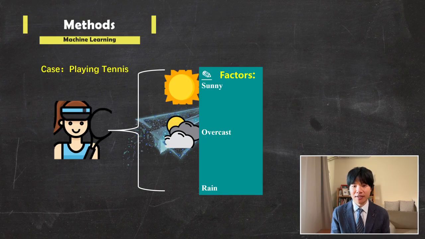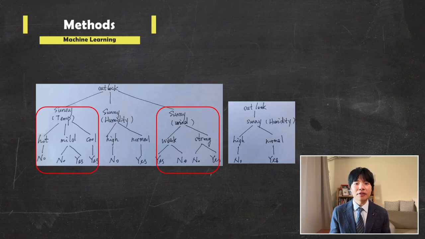Hi everyone, let's continue from where we left off last time and dive deeper into the decision tree model. Among the weather conditions that affect whether we can play tennis, sunny, overcast, and rain play crucial roles. Look at this chart, which illustrates whether tennis is played under sunny, overcast, and rain weather conditions.